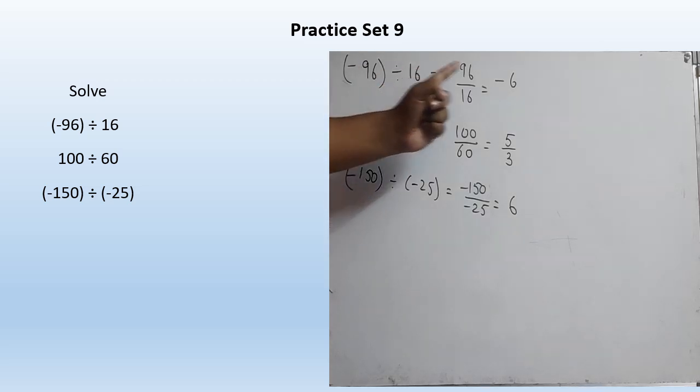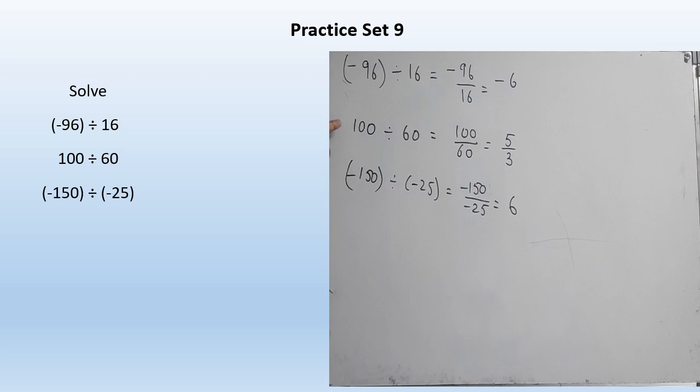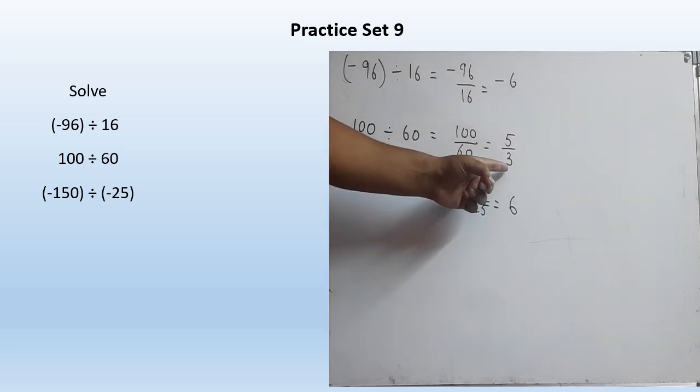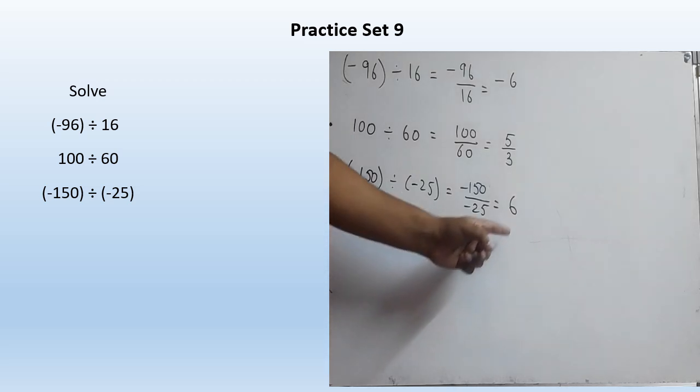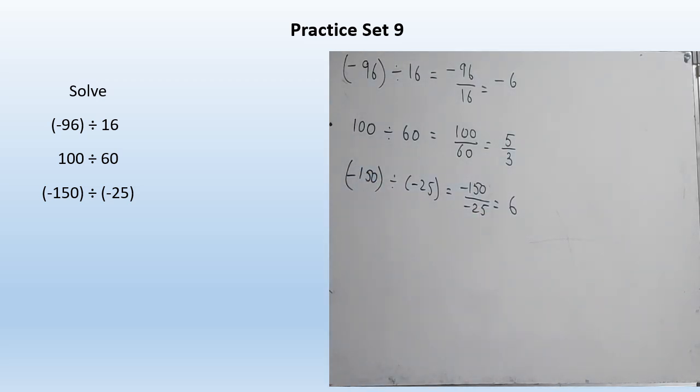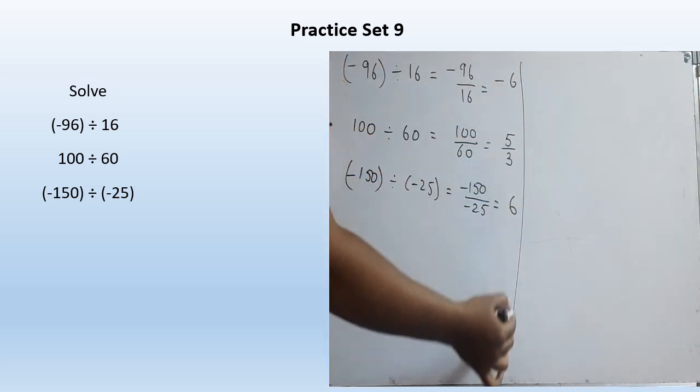Negative divided by positive, answer is negative. Positive divided by positive, answer is positive. Negative divided by negative, answer is positive. Okay, I hope you all have understood these sums.